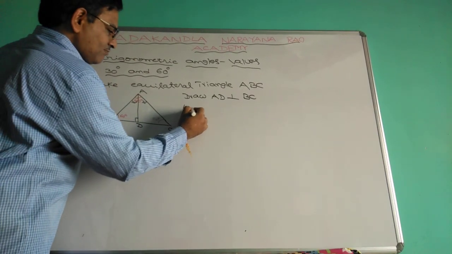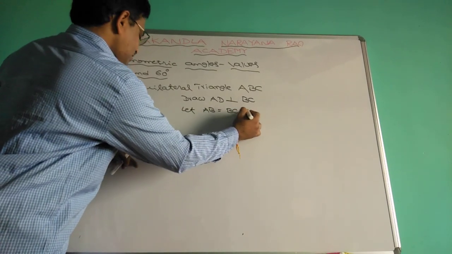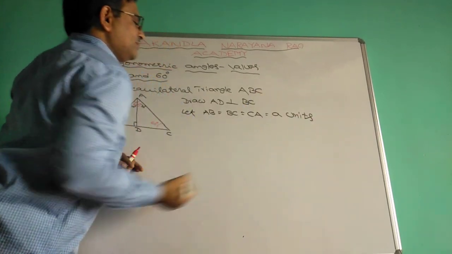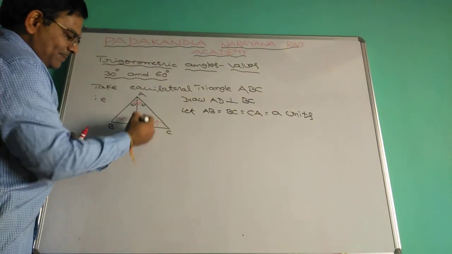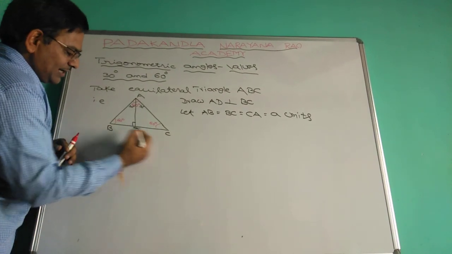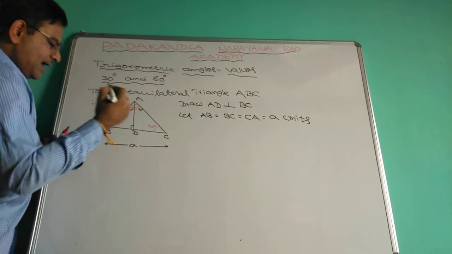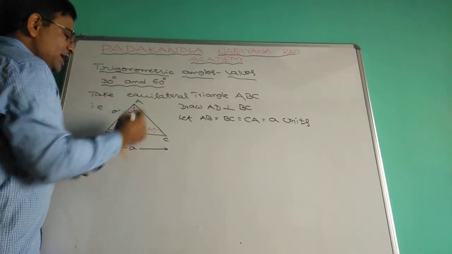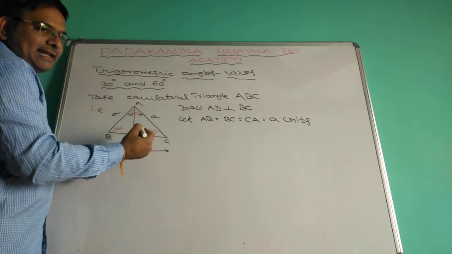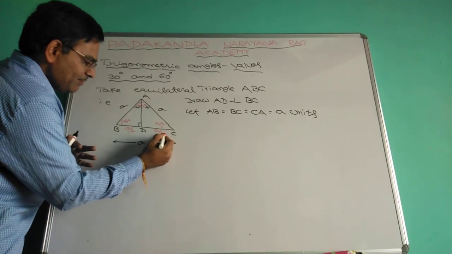Let AB equal to BC equal to CA equal to A units, you consider. When you draw the perpendicular, then automatically this BC will be bisected. Actually, BC length will be A units. In the same way, AB also A units, AC also A units. When you draw the perpendicular line, then BC will be bisected, meaning each half is A by 2.